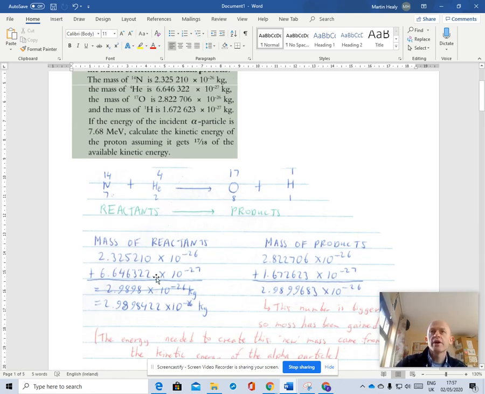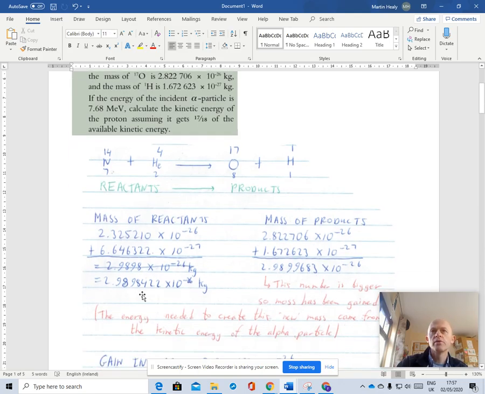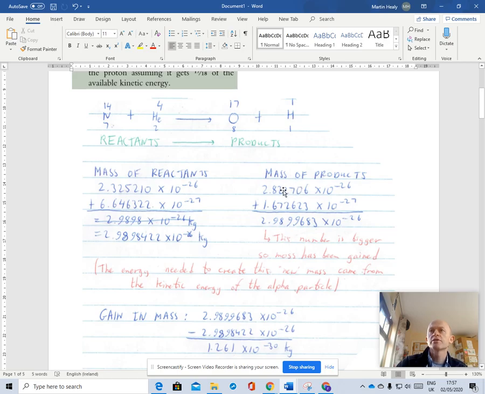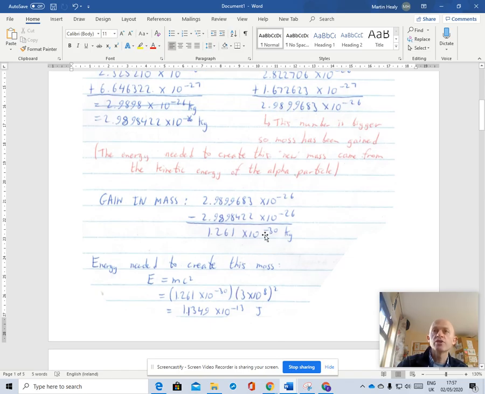You work out the mass of the reactants, which are given in this case. The mass of reactants is the nitrogen and the helium atom, the alpha particle. The mass of the products is the oxygen and the proton, or a hydrogen nucleus, if you like. So this number here is bigger, so therefore there's been a gain in mass. The energy you need to create this came from the kinetic energy of the alpha particle. Now, what was the gain in mass? It was that amount there. How much energy would you need to create that gain in mass? You put that number into E equals mc squared. It turns out to be that amount there.